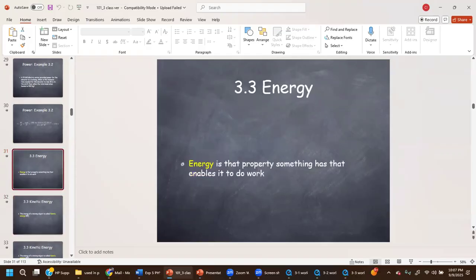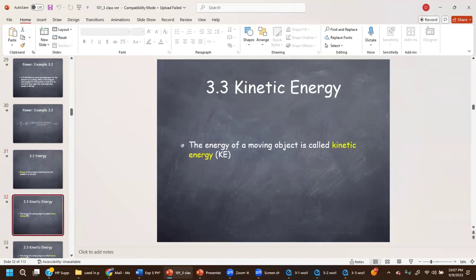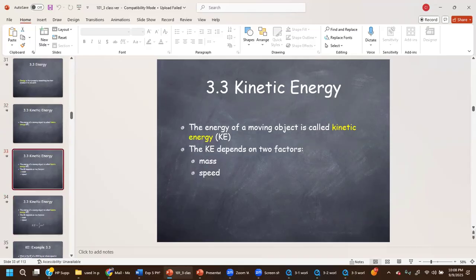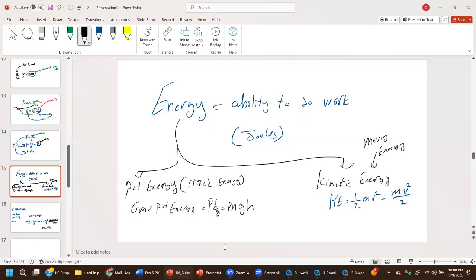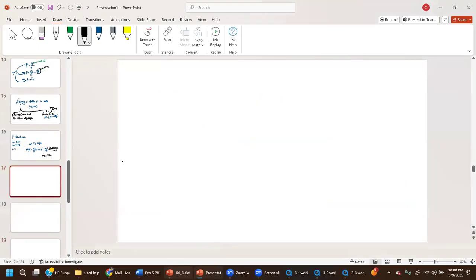So energy is a property that something has that enables it to do work. Now, one of the first energies that we're going to be talking about is your kinetic energy, which is the energy of a moving object. It's the energy that makes you move. And we gave it the letter KE. Now, the kinetic energy depends on two things, your mass and your speed, which is going to equal 1/2 mv squared. Because this is energy, it's 1/2 mv squared. So we said this KE equals 1/2 mv squared.